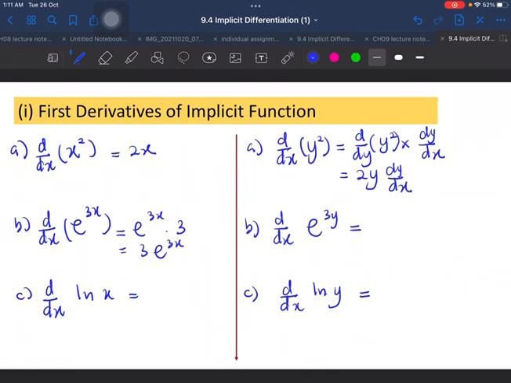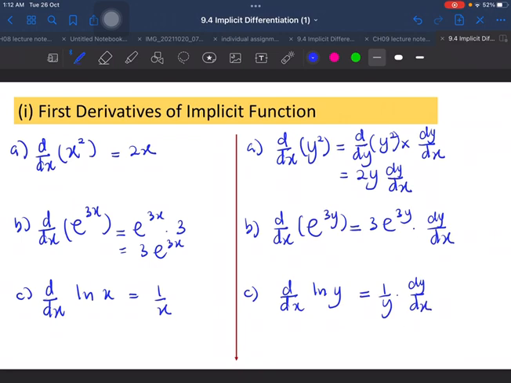Okay, for d over dx of e to the 3y, we differentiate e to the 3y and get 3e to the 3y, but we need to multiply with dy over dx because of the concept of the chain rule. Next, d over dx of ln x, we know the answer is 1 over x. For d over dx of ln y, the derivative is 1 over y times dy over dx.